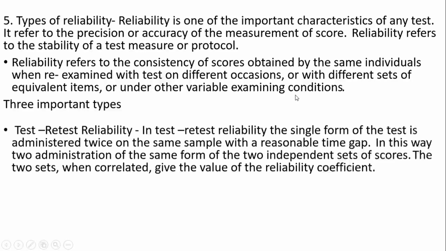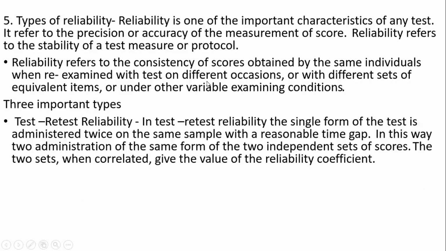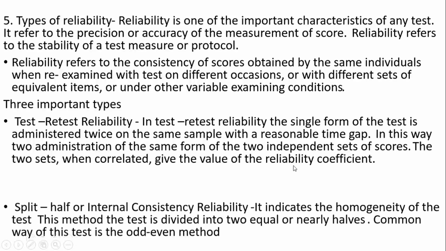Three important types are there. Test-retest reliability: a single form of the test is administered twice on the same sample with a reasonable time gap. In this way, two administrations of the same form give two independent sets of scores. The two sets are then correlated to give the value of the reliability coefficient.